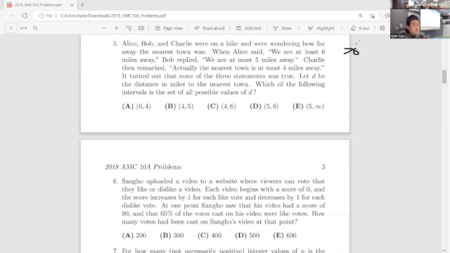Wait, did I do that correct? Yeah. So it's smaller than 6, and then we are at most 5 miles away. So it's at least 5. So it has to be between 5 and 6. So that's why it's D. Yeah, that's all.